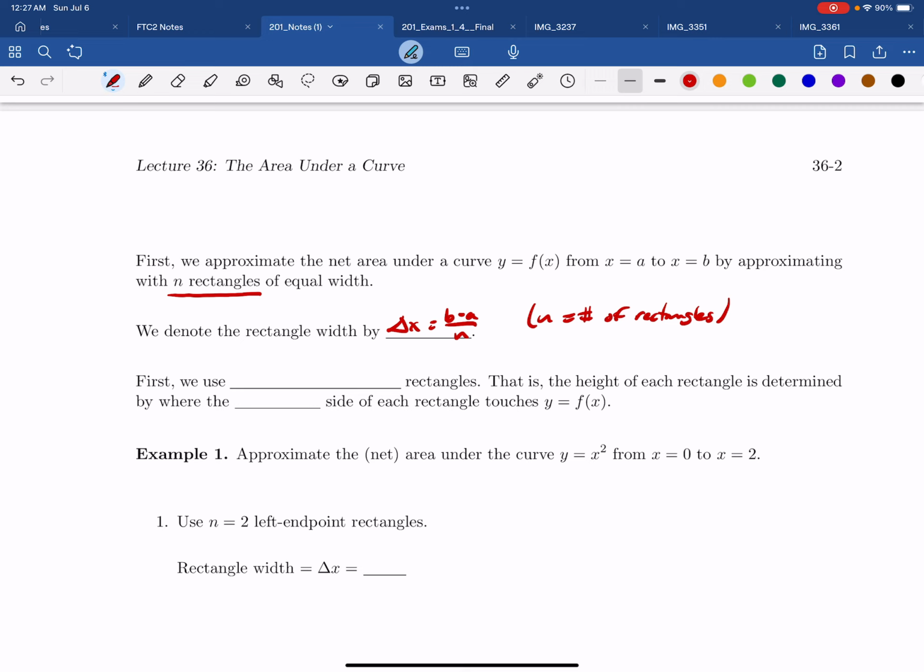And so first, what we're going to use is something called left endpoint rectangles, where the height of each rectangle is determined by where the left side of each rectangle touches y equals f of x.